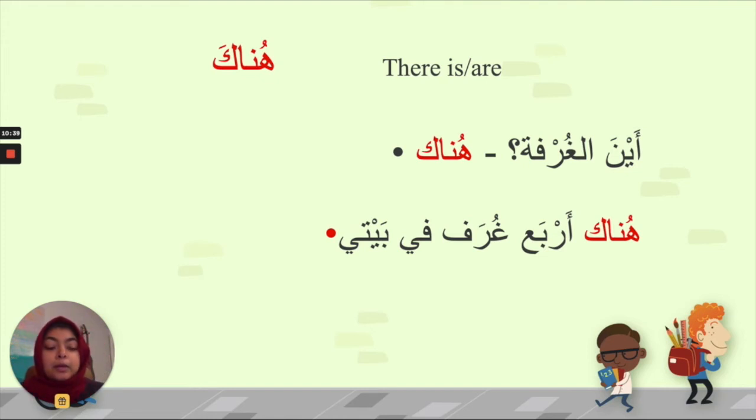So I have an example. أين الغرفة؟ Where's the room? hunaka, there. And you can also use it, هناك 4 غرف في بيتي. هناك in the second sentence would be there are. So there are 4 غرف, 4 rooms في بيتي. Okay? So هناك, there is or there are. There's no changing the word if it's is or are. You just tell by context.